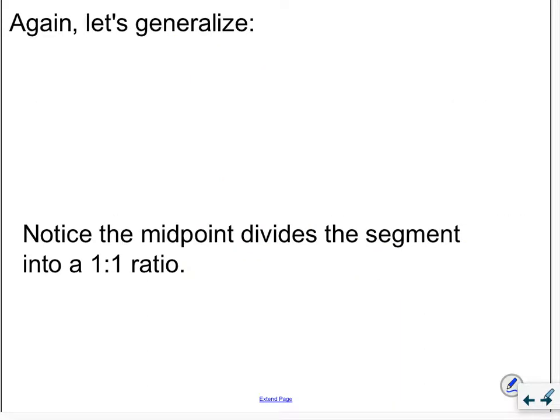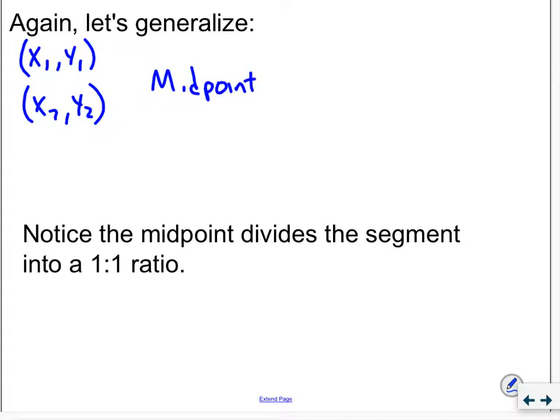So that motivates another formula. We're going to generalize again. We have those points x1, y1, and the other point x2, y2. So then the midpoint formula, what do? You add them up and you divide by 2.